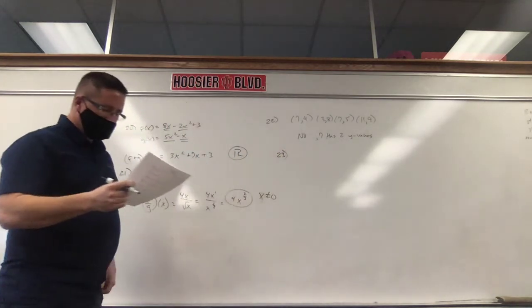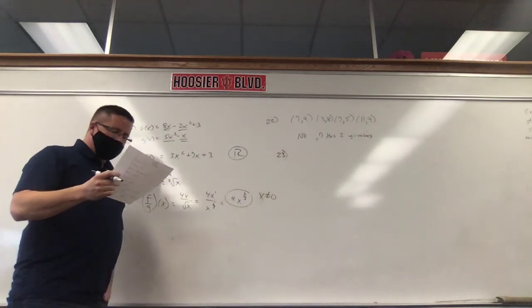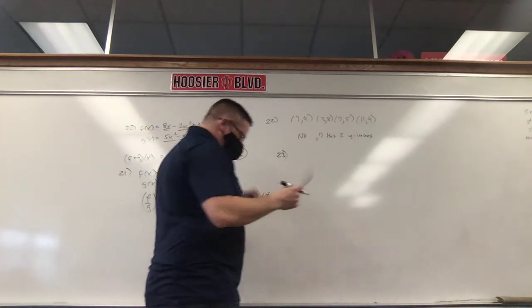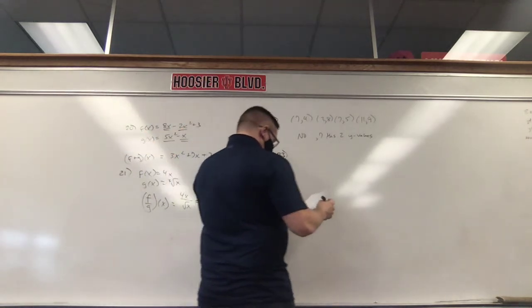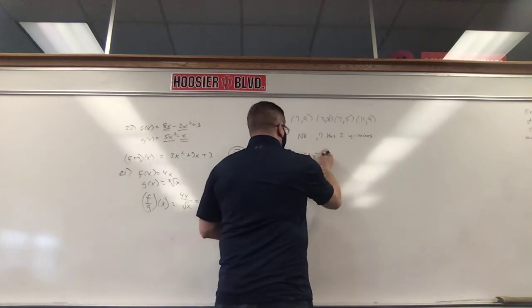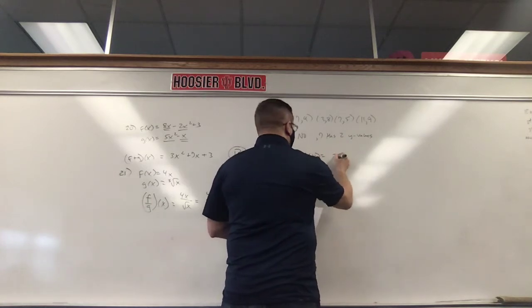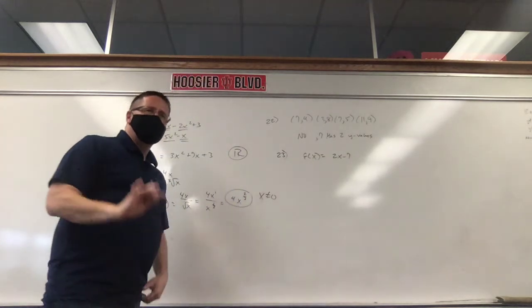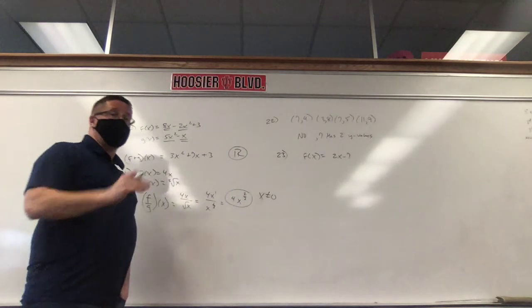Okay, find the inverse and is the inverse a function. So let's find the inverse and then is the inverse a function. So we have f of x equals 2x minus 7. So what's the first step? Remember, there's 3 steps on this. What's the first thing we do? Something's really easy.